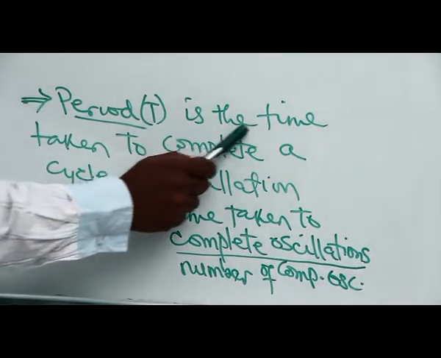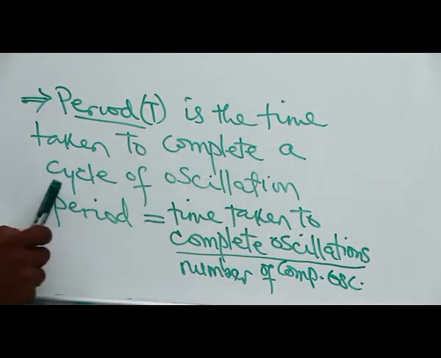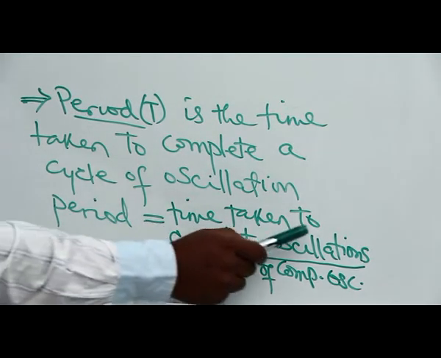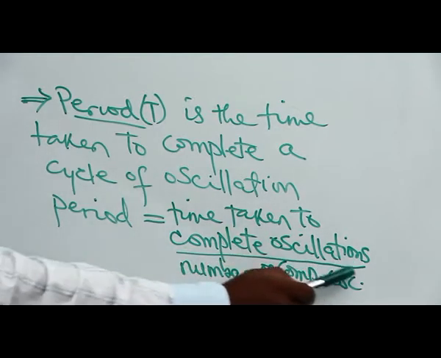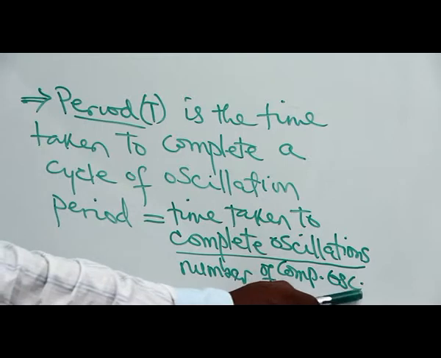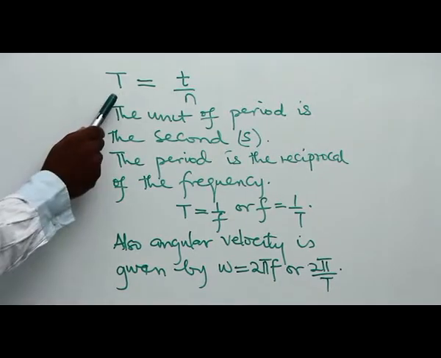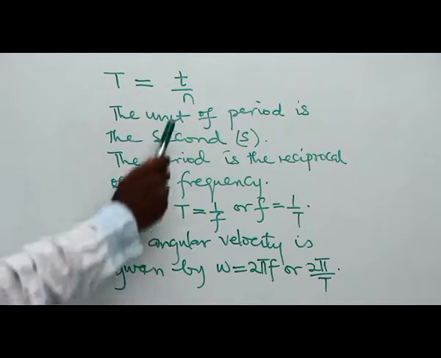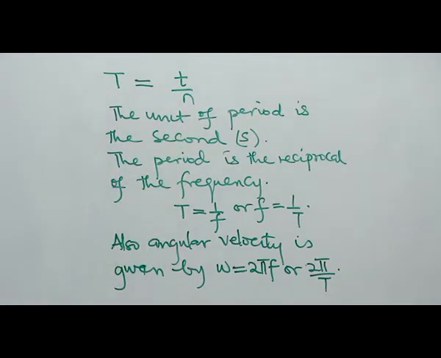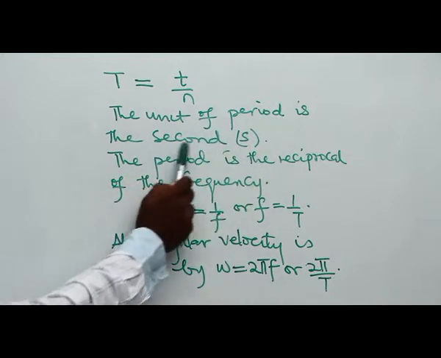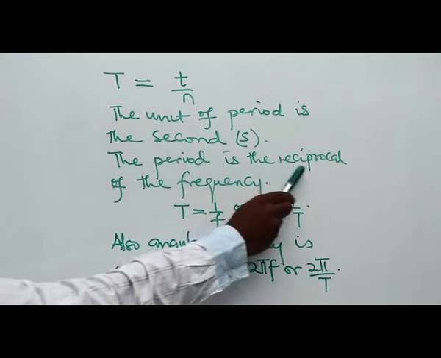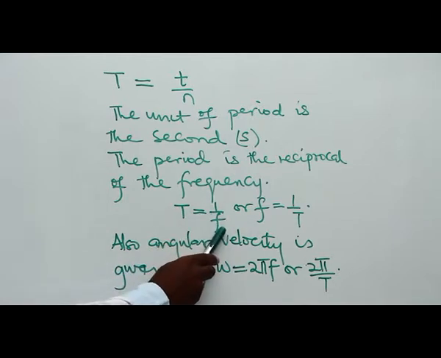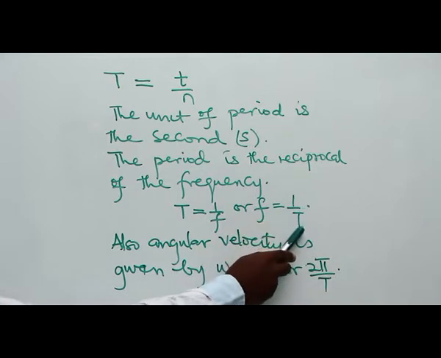Period is the time taken to complete a cycle of oscillations. Period is equal to the time taken to complete oscillations divided by the number of completed oscillations. Period is represented by capital letter T is equal to the time taken to complete oscillations divided by the number of completed oscillations. The unit of period is the second. The period is the reciprocal of the frequency, meaning period is equal to 1 over frequency, or frequency is equal to 1 divided by the period.